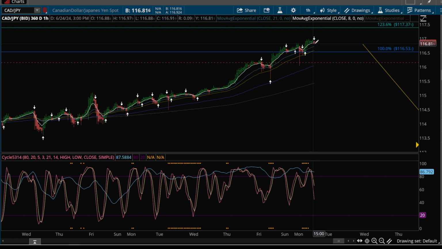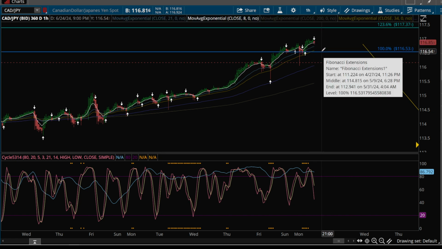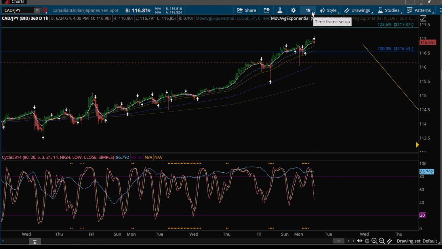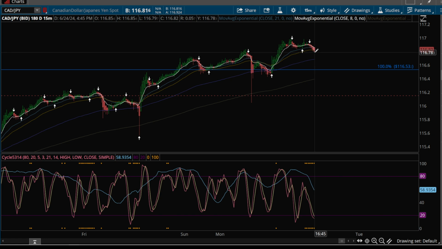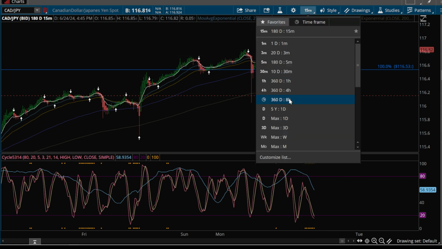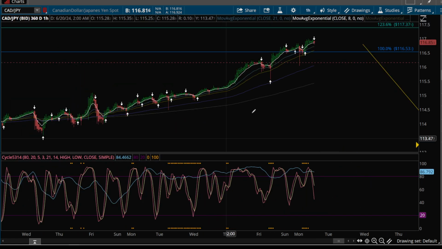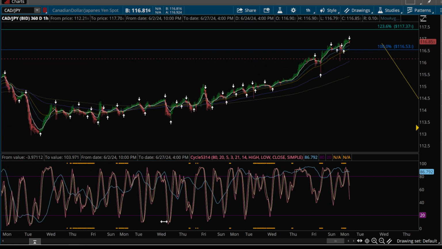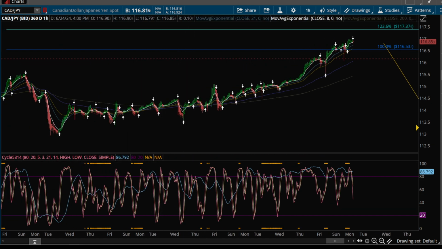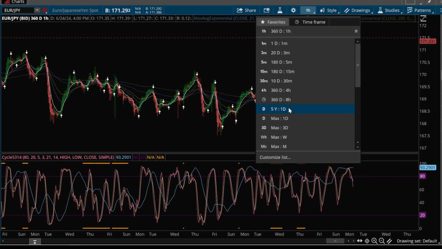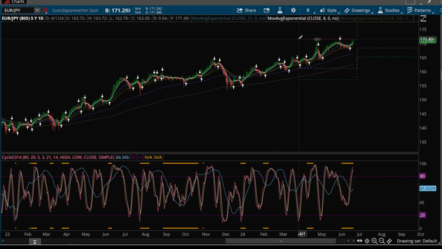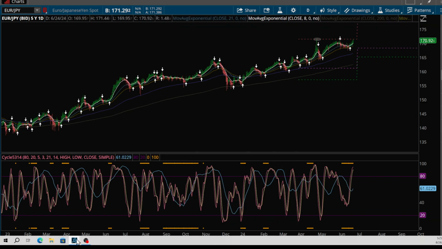If I get an 8/34 cross in the 1 hour, I'm going to be looking to take a 15-minute sell setup as I'm getting that 1 hour 8/34 cross. We don't have that yet, so I'm waiting for something to set up in the lower time frame to take this trade. And Euro Yen actually made a higher high. So if we go to Euro Yen, you did take out these highs, I believe.